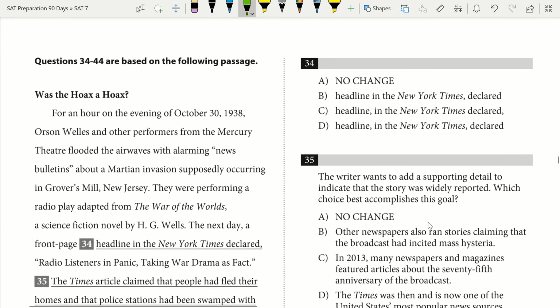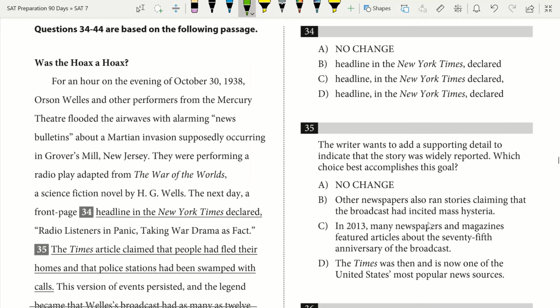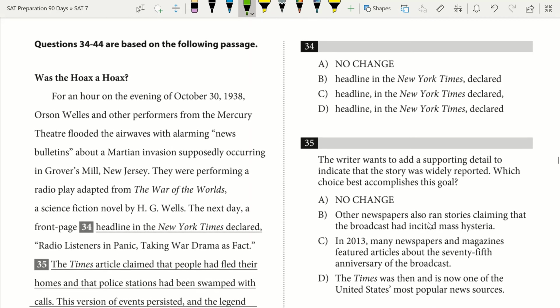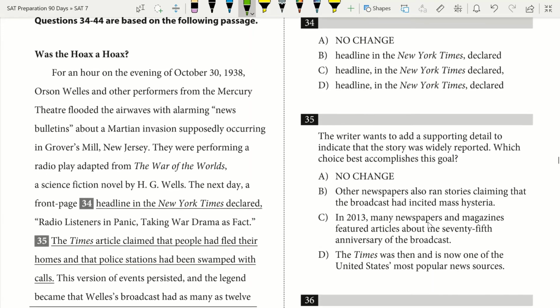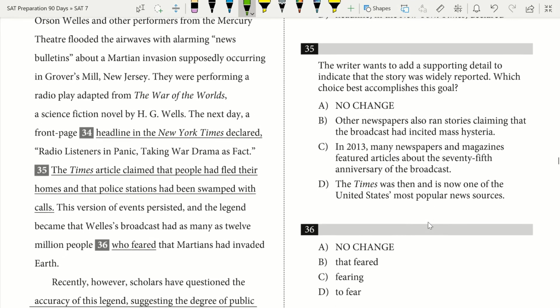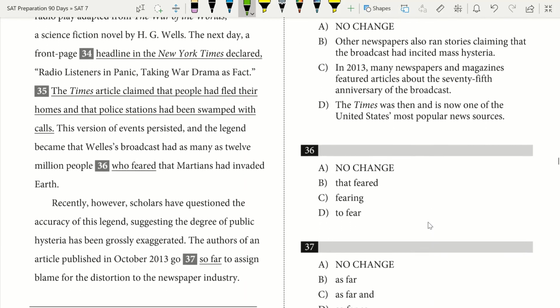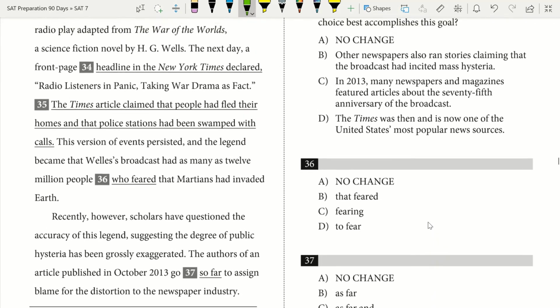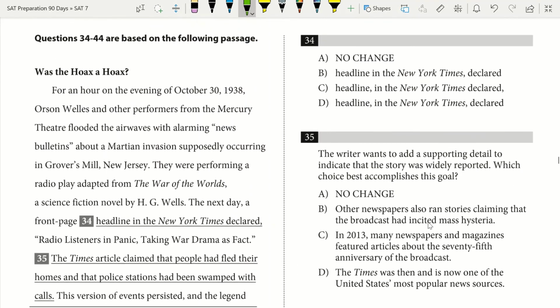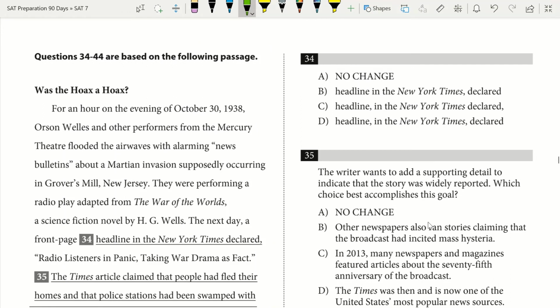All right, now we got our last passage. We're about 21 minutes in, so I'll try to get this done right around 4 or 5 minutes. So we have, was the hoax a hoax? For an hour on the evening of October 30, 1938, Orson Welles and other performers from the Mercury Theater flooded the airwaves with alarming news bulletins about a Martian invasion supposedly occurring in Grover's Mill, New Jersey. They were performing a radio play adapted from The War of the Worlds, a science fiction novel by H.G. Wells. The next day, a front-page headline in the New York Times declared radio listeners in panic, taking war drama as fact.